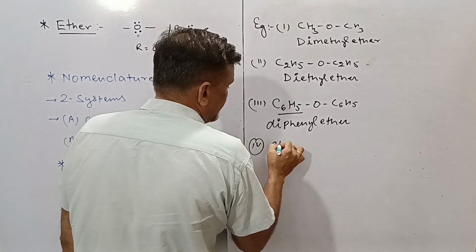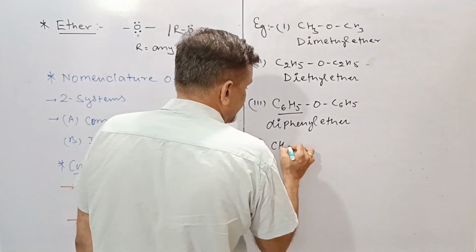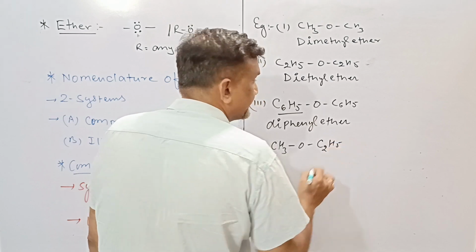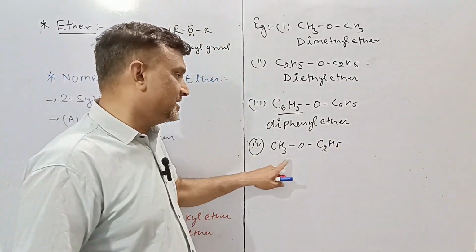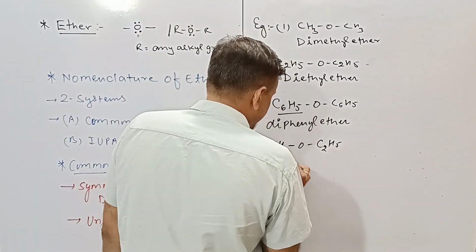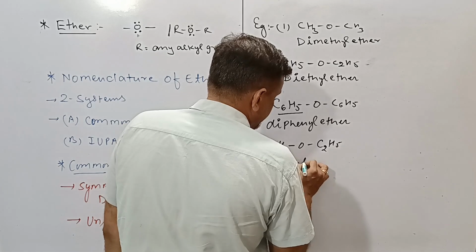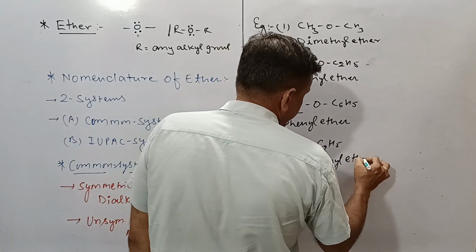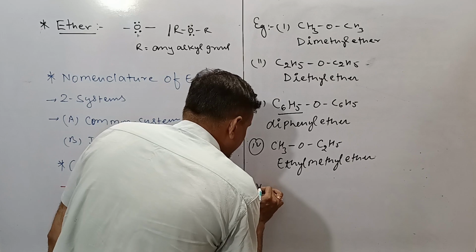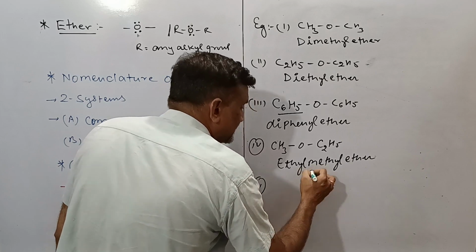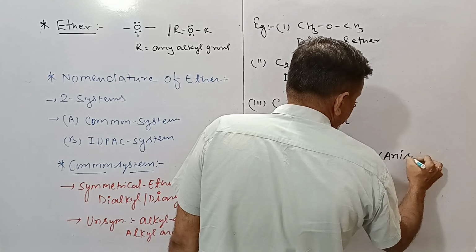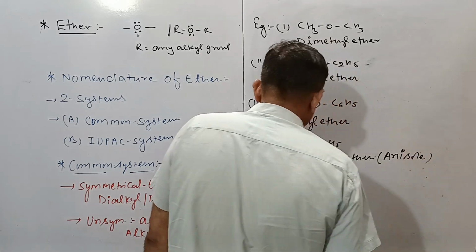If we go further with an asymmetrical ether, then we can take C2H5 and CH3. This is the ethyl and this is the methyl. Alphabetically ethyl has priority, so ethyl methyl ether. If we go further, it is also called anisole as a common name.